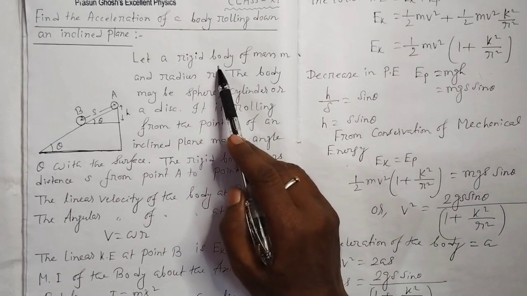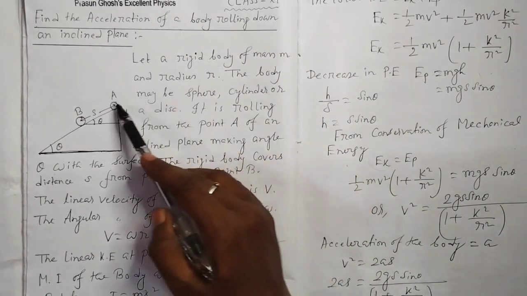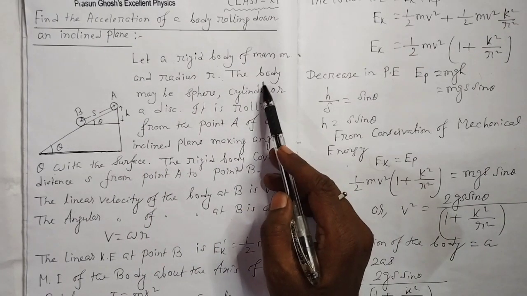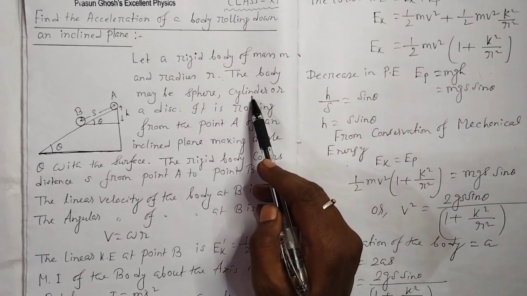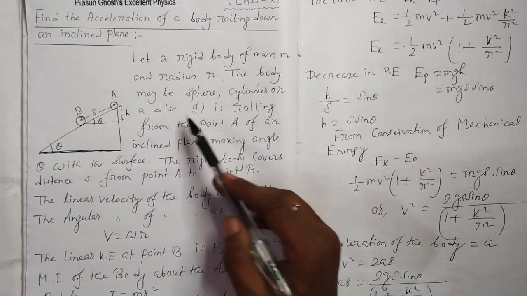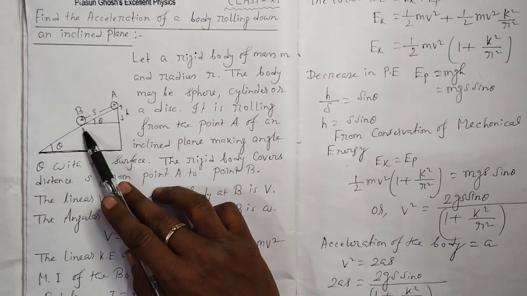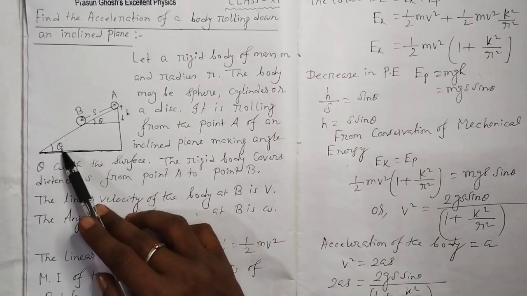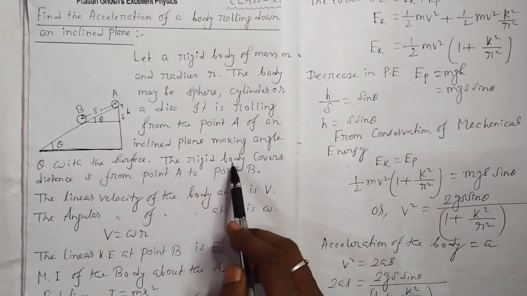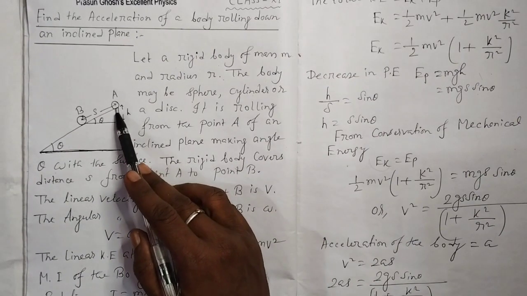So let a rigid body of mass m and radius r, this is the body, this is the mass m and radius r. The body may be a sphere, cylinder or a disc. It is rolling from point A to point B, making an angle theta with the surface. So the rigid body covers a distance, so this is the distance from point A to point B.